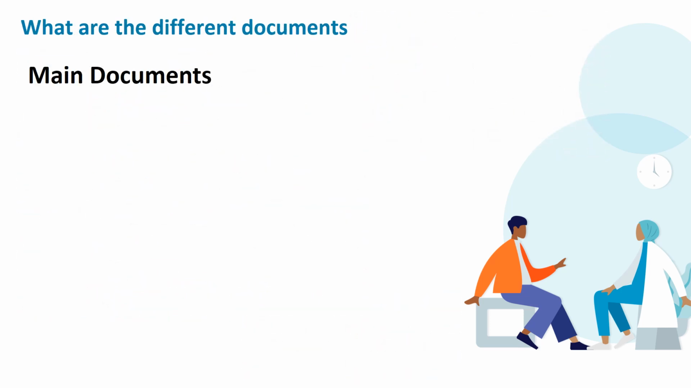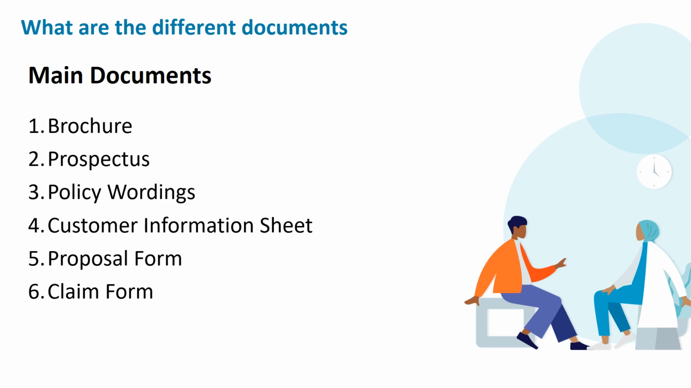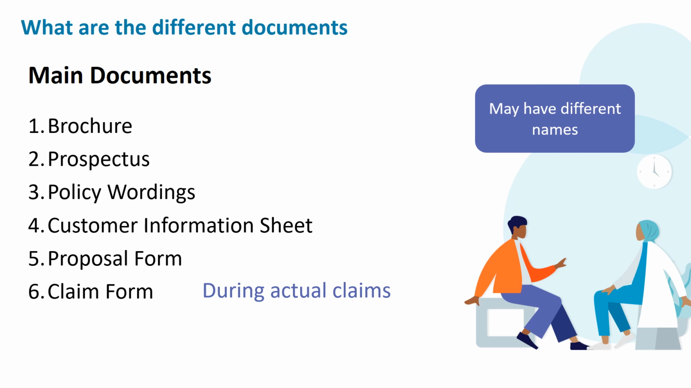By and large, the most common documents are brochure, prospectus, policy wordings, customer information sheet, proposal form, and claim form. In that, the claim form is used when you have already taken a policy and you get hospitalized and you pay and then you apply for your claim. So that is not being covered in this video. Also remember, these 5 forms, whatever we are going to cover, may have slightly different terms or different names which are being used by different health insurance companies.